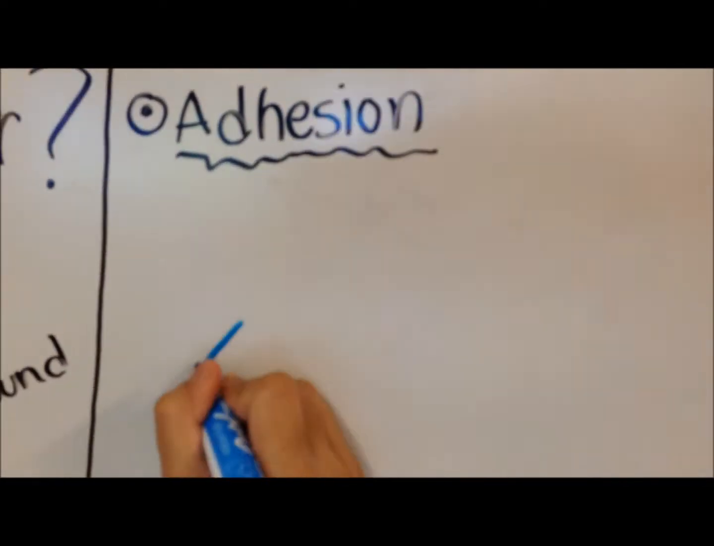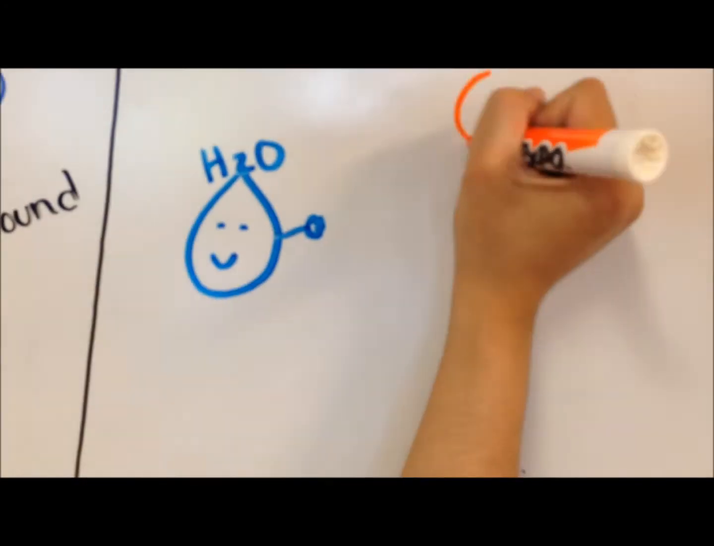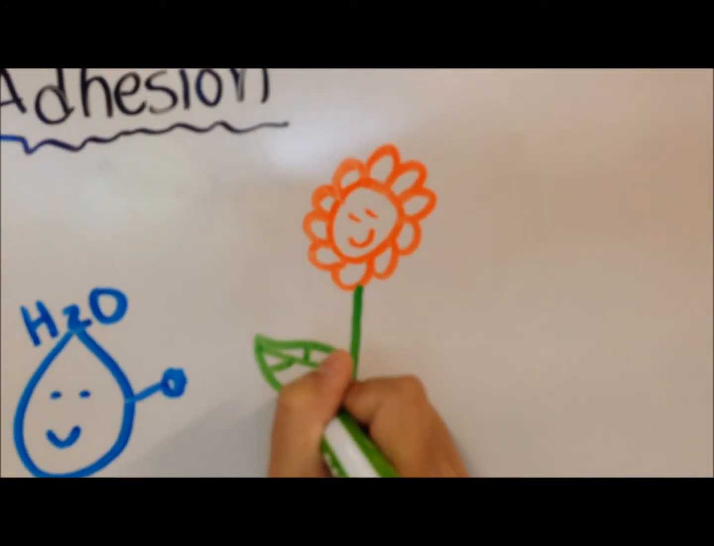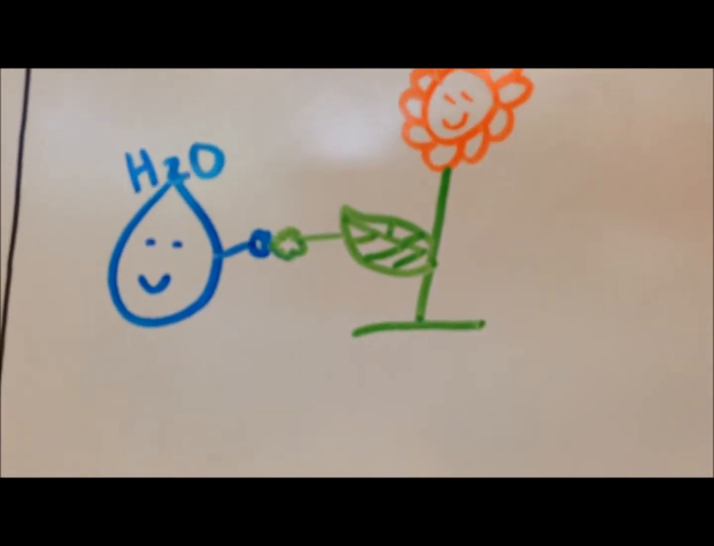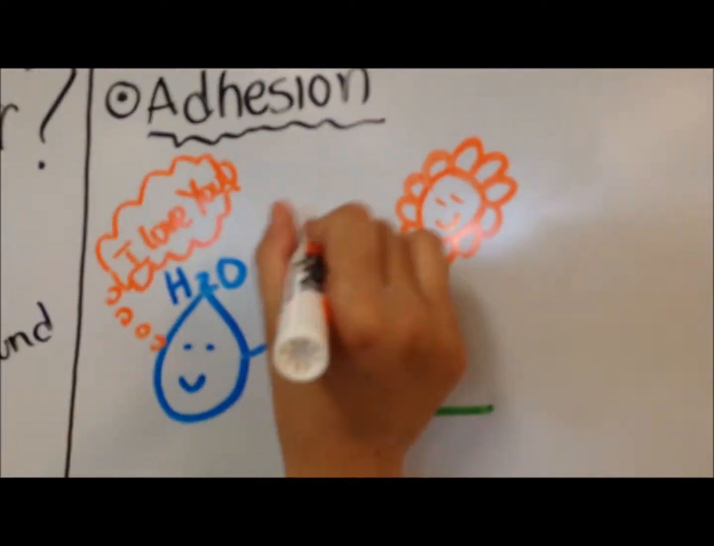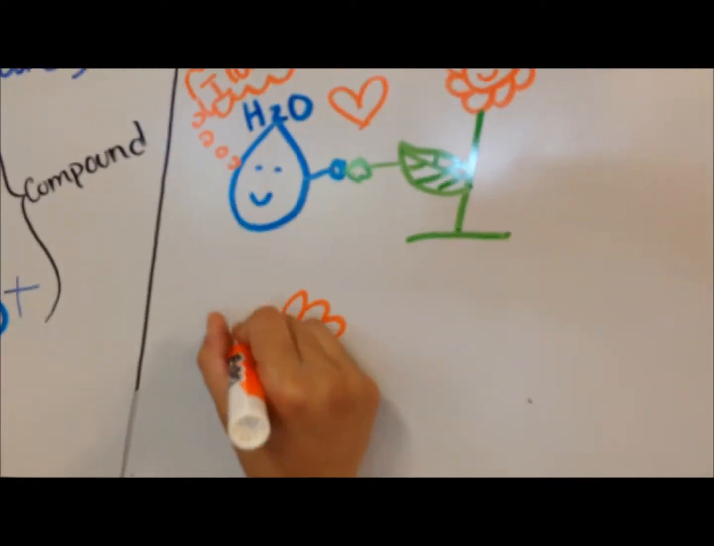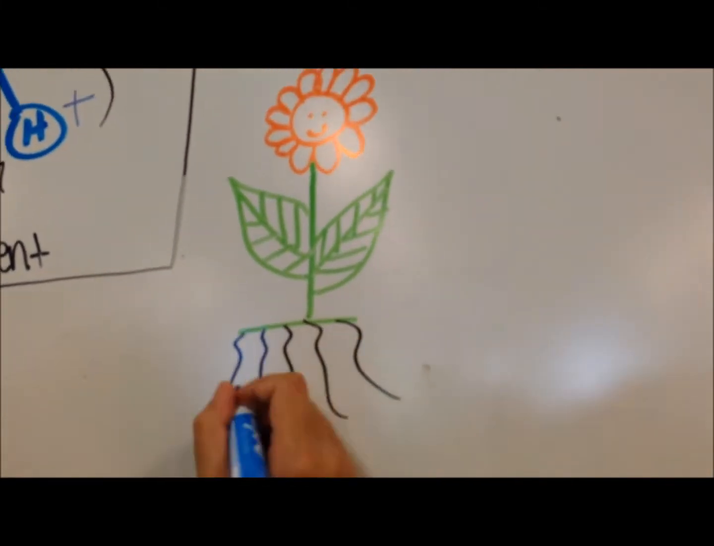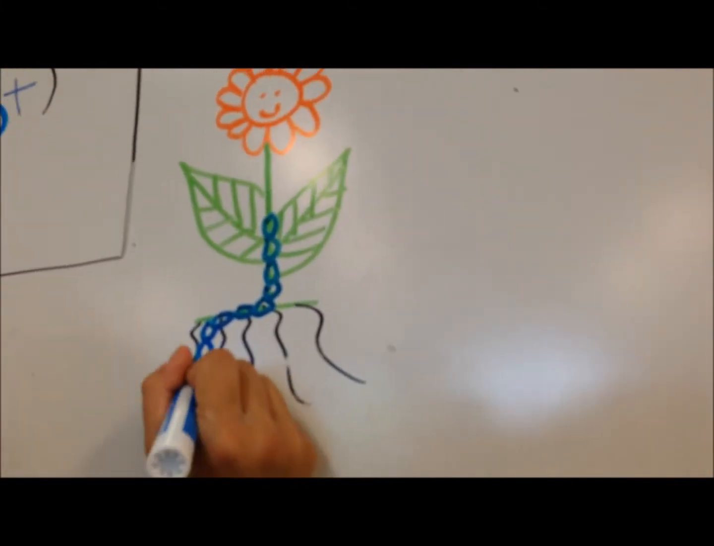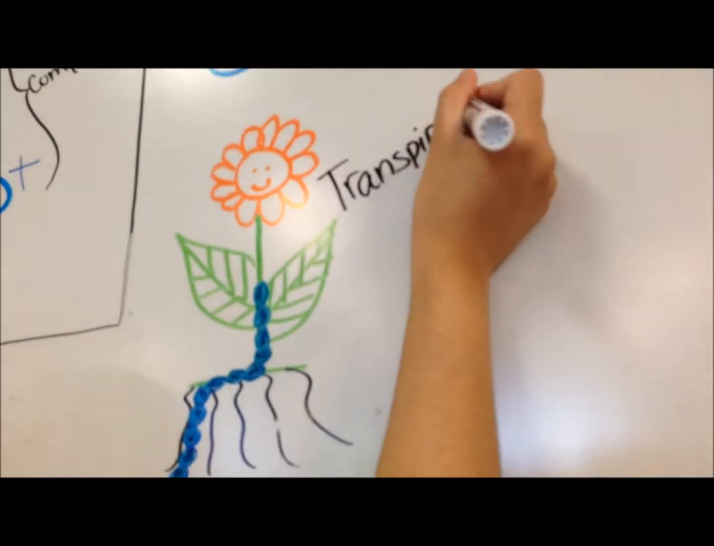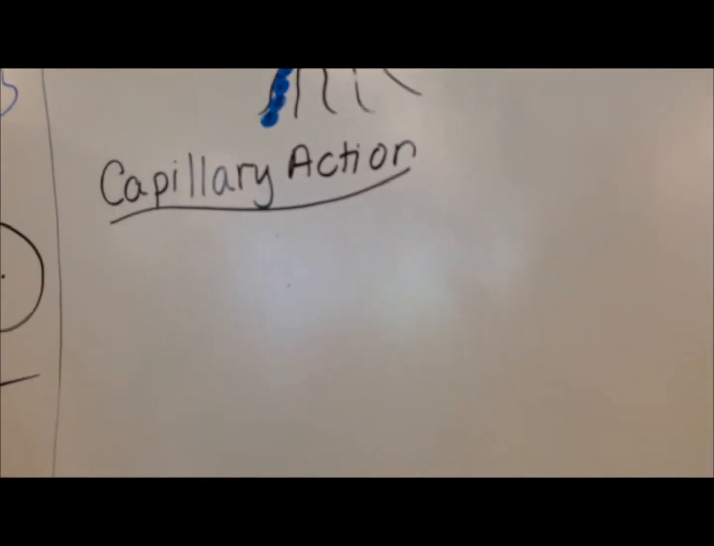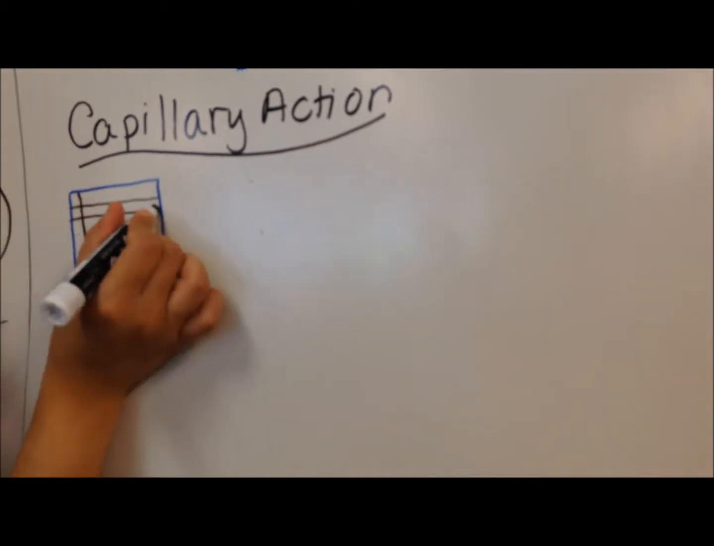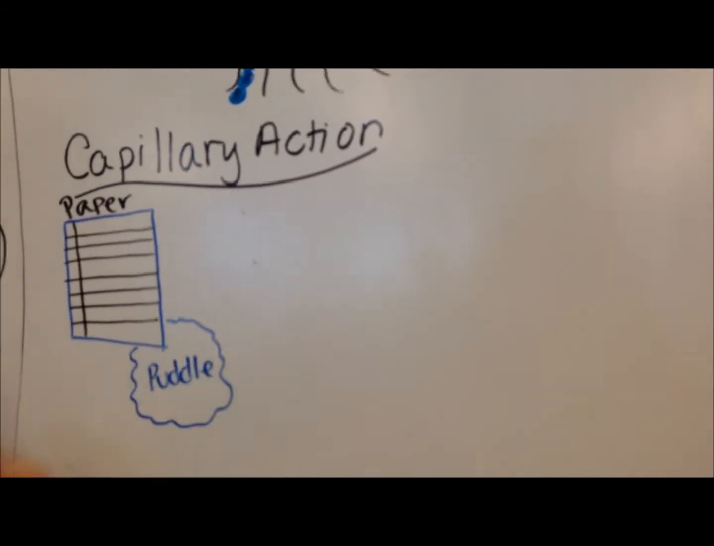Adhesion. Adhesion is the attraction of water to unlike substances. In this picture, water is attracted to a plant. This is seen through transpiration. Transpiration is a process in which water molecules move through a plant. Water molecules attach to the stem of the plant and move up. Paper towels absorb liquid through capillary action as water molecules are attracted to the towel.